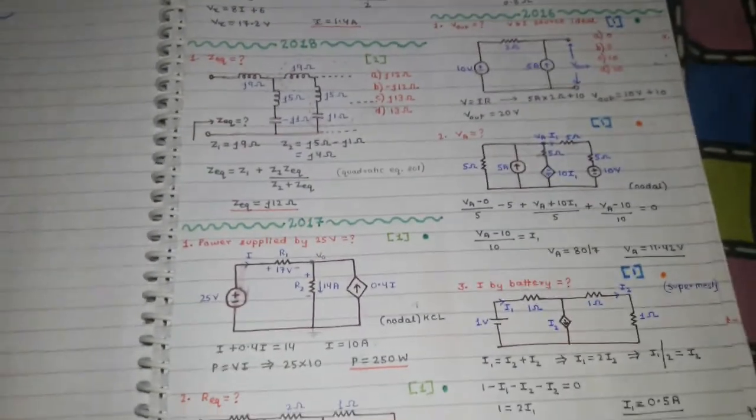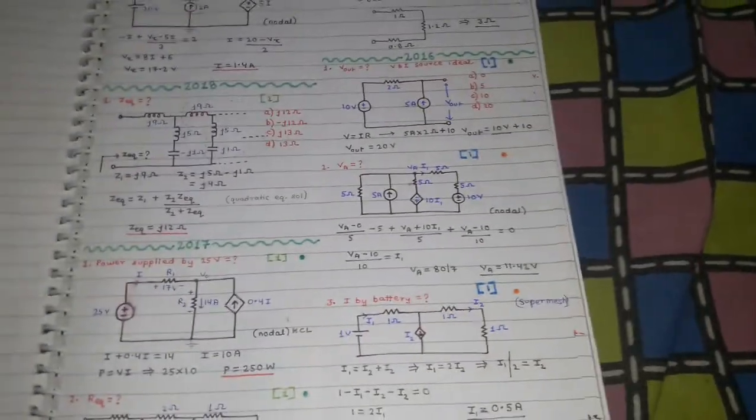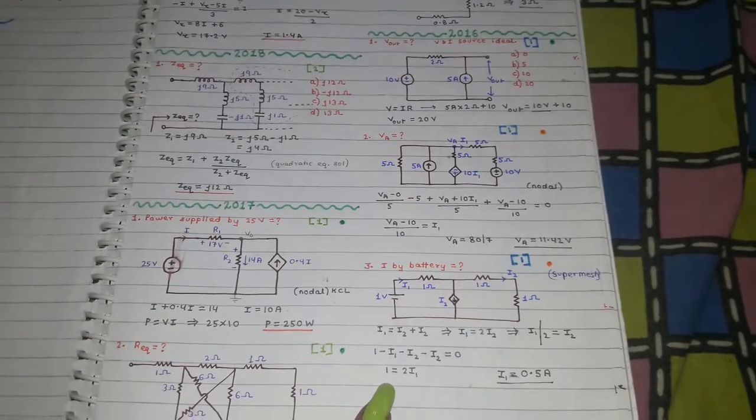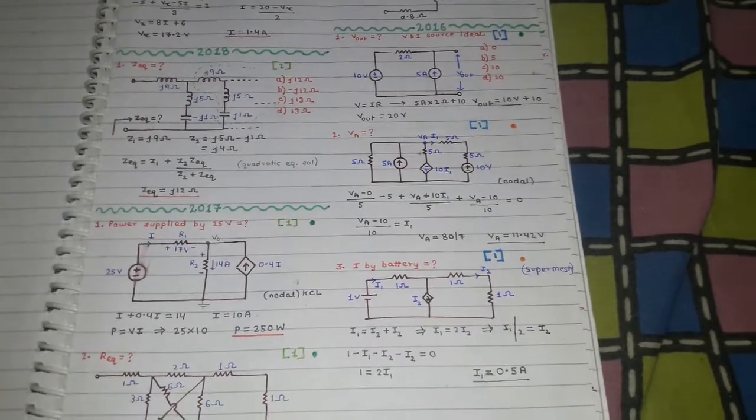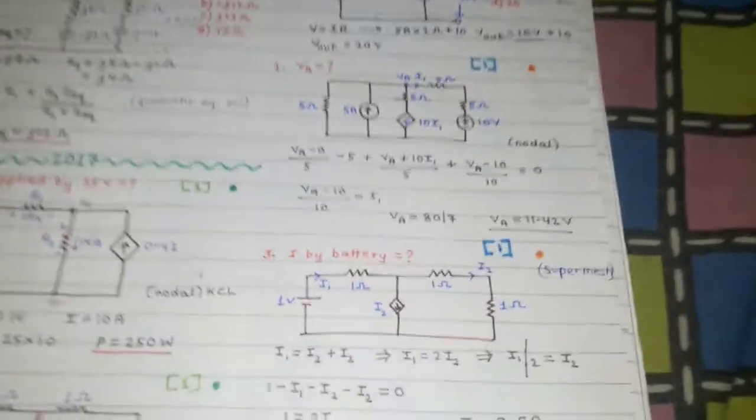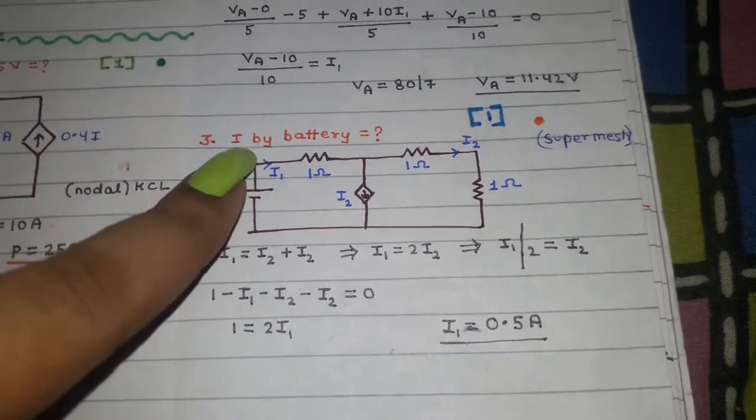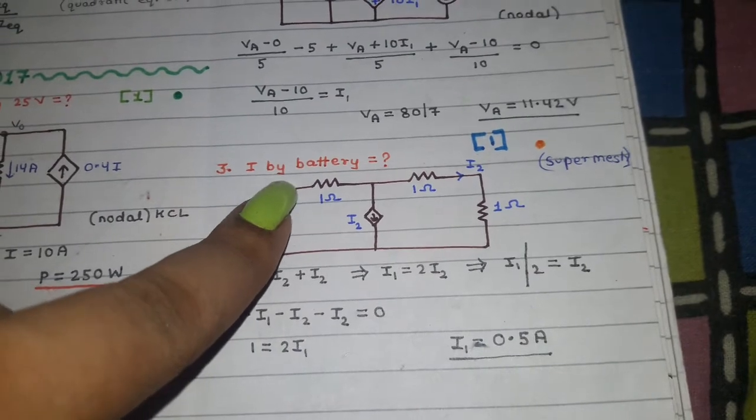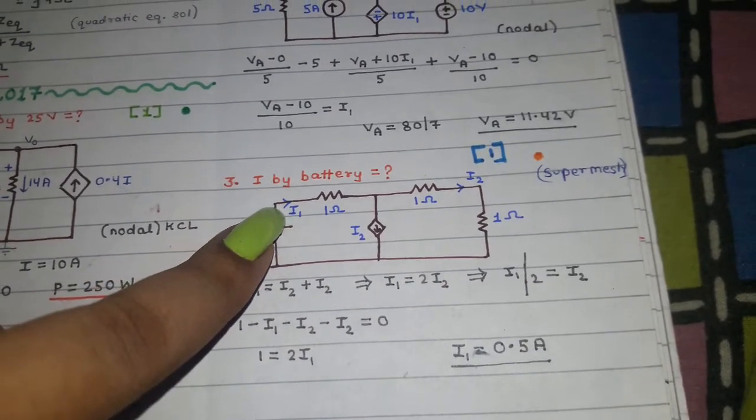Previously in part 2 we discussed questions from the year 2017 and a few questions from the year 2016. Let's cover the remaining questions from the year 2016. We have this question as our first question for the video. You have to find the current supplied by the battery, the value of I1. That is what we have to calculate.